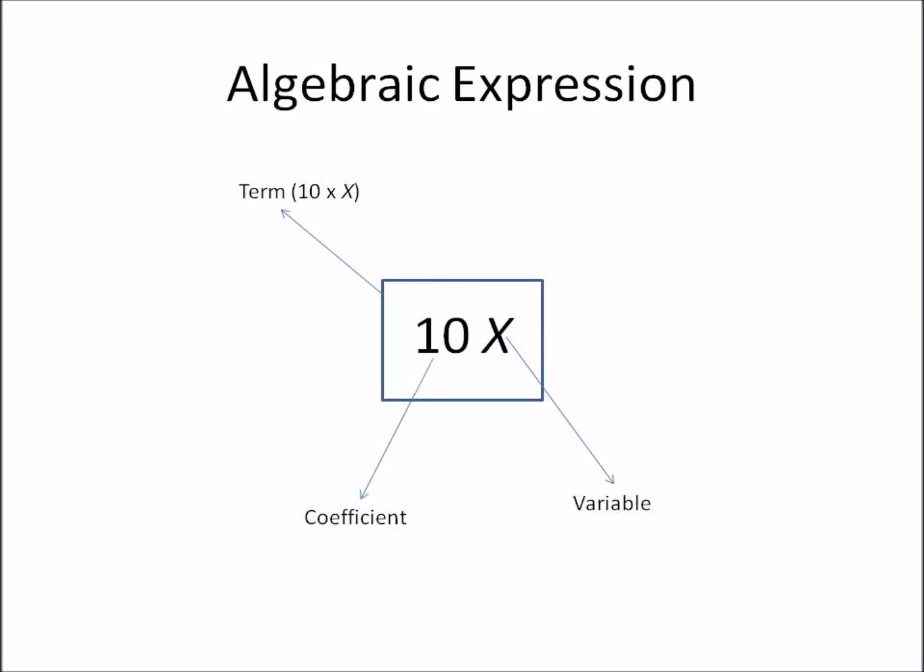So 10x, right? Now that's called a term in algebra, and what that means is 10x means 10 multiplied by x, or 10 times x. The number 10 is called the coefficient, and x is a variable because we don't know what x is, right?